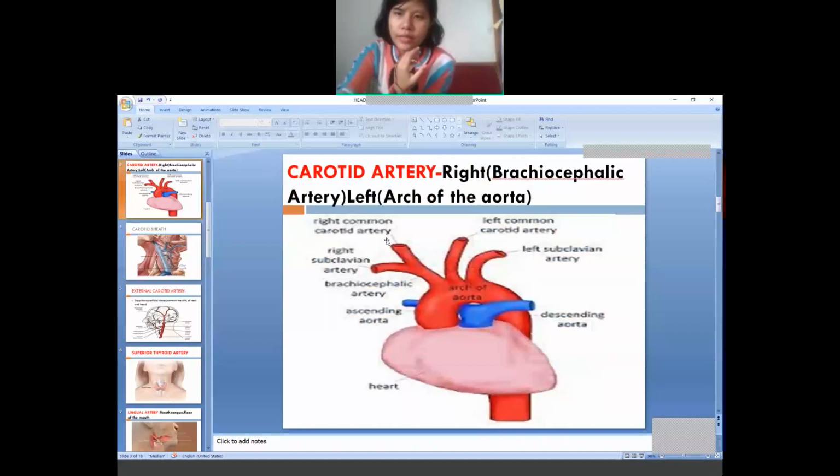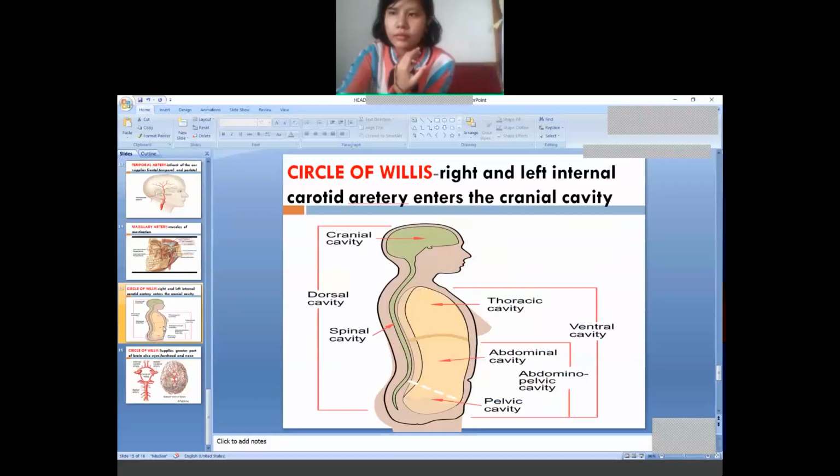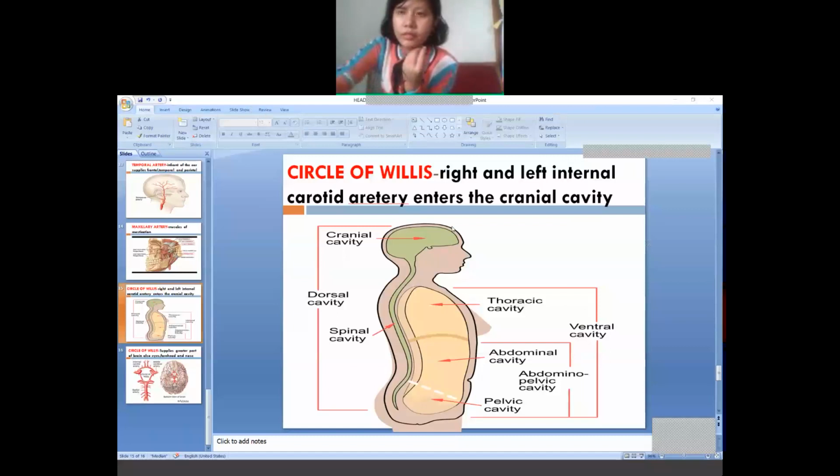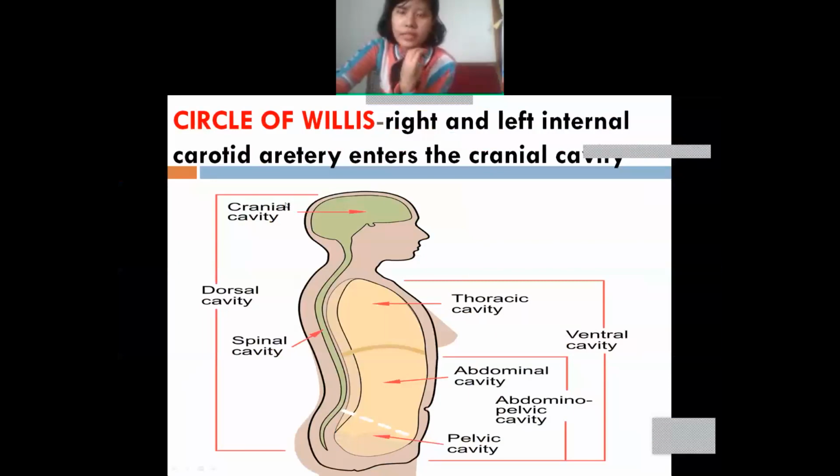So it starts here, right and left common carotid artery. The circle of Willis starts here, right and left, and enters the cranial cavity. So this is the cranial cavity. Understand? So the circle of Willis starts from the right and the left common carotid artery and enters the cranial cavity. Understand?